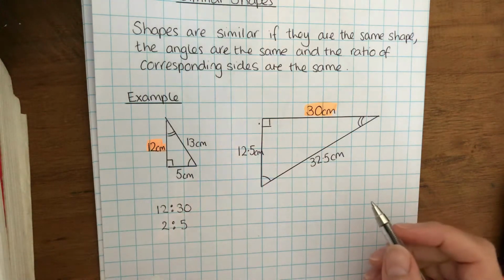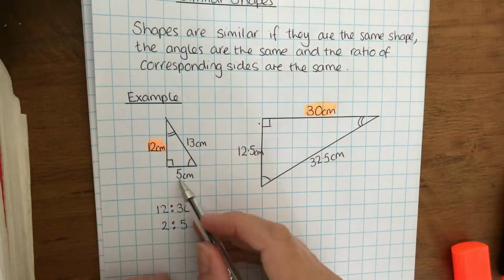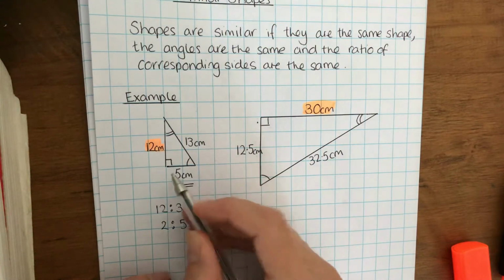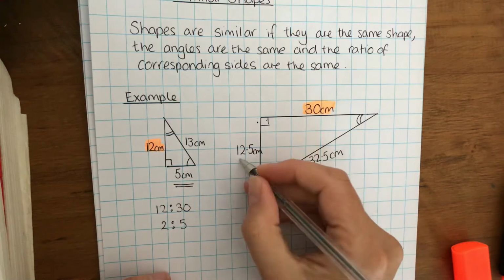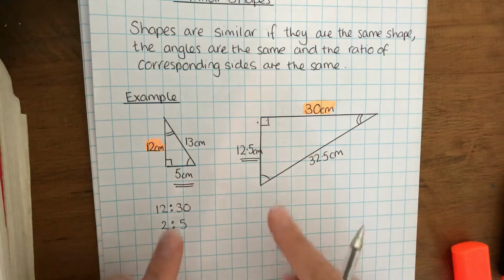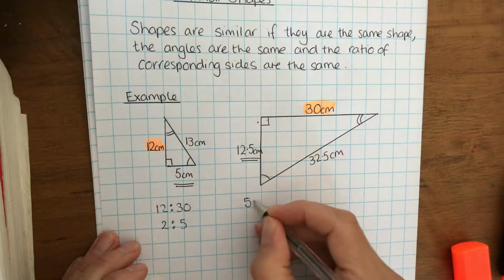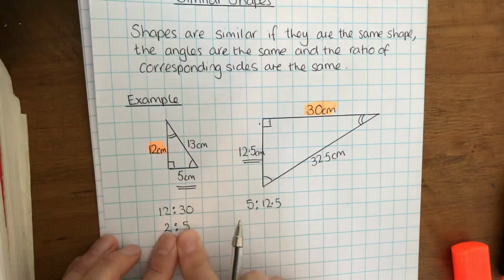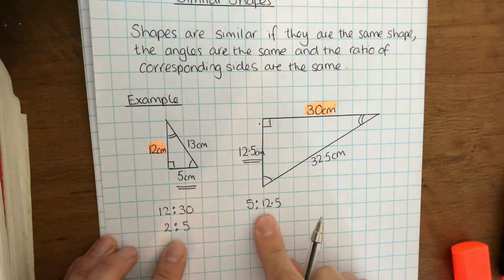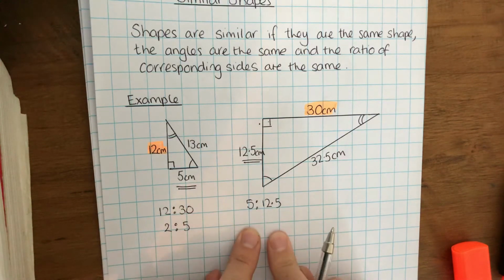Let's just check that out with the other sides. So this side here that I'm going to underline is between the right angle and one marking. Right angle and one marking, it corresponds with that side. So 5 to 12.5. Is that the same as this ratio? It doesn't look it at the moment, so we've got to simplify that.